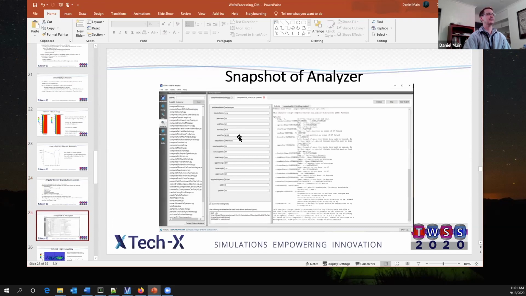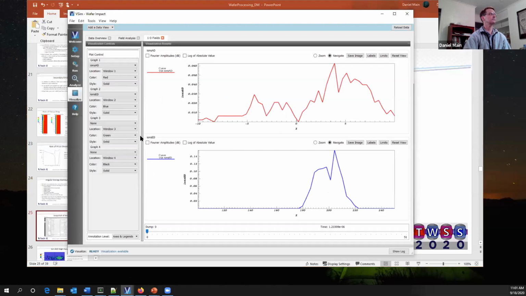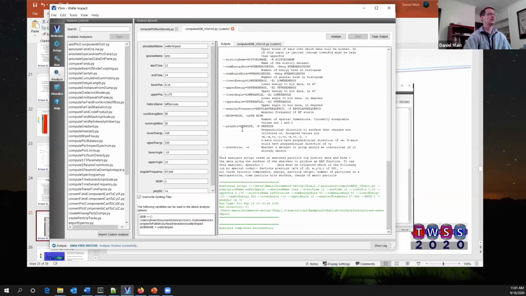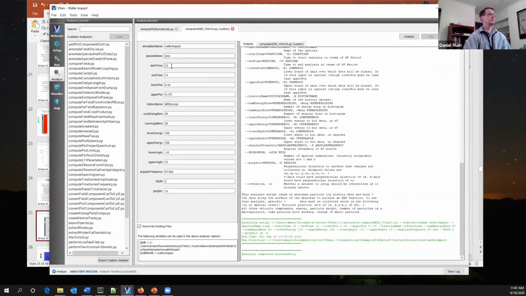So here's a snapshot of the analyzer. Let me pull it up in VSim so you get what it looks like. Species name, ions, the start time and the end time, and that's based on the RF cycle. If you try to go outside of the simulation, you'll get an error that says you didn't collect data up to RF cycle 18, for example. Then lower position and upper position. I've been looking at data at the end of the wafer. This is in meters. Then the name of the history.